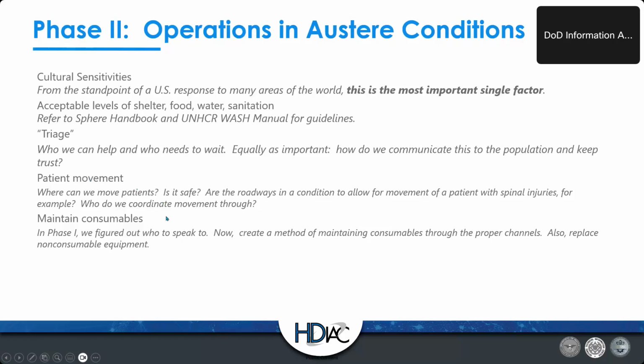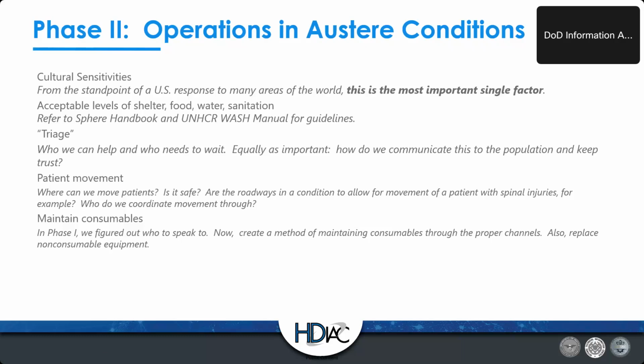Patient movement, we didn't discuss it as much in this exercise because we said that the patients or the refugees are kind of stuck where they are. But that's not to say that there isn't a chance to maybe evacuate somebody to Baku or something like that. So try to figure out, where can we move patients? Is it safe to move them? If we send somebody by a roadway ambulance, can they pass on the road? Do they have that expertise?